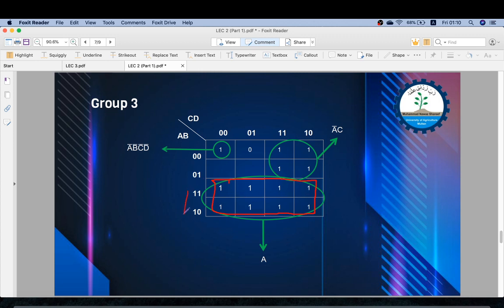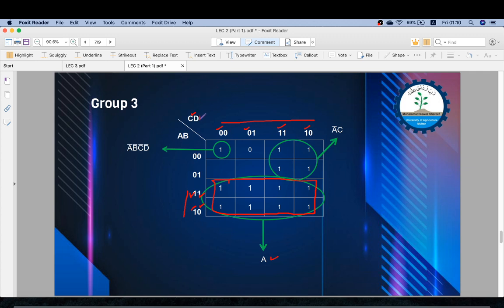First we have these 2 and we have these 4. So what is A? 1, 1. It's common, so we take A. What is B? 1, 0. It's not common, so we'll not take B. What is C? 0, 0, 1, 1. It's not common, so we'll not take C.